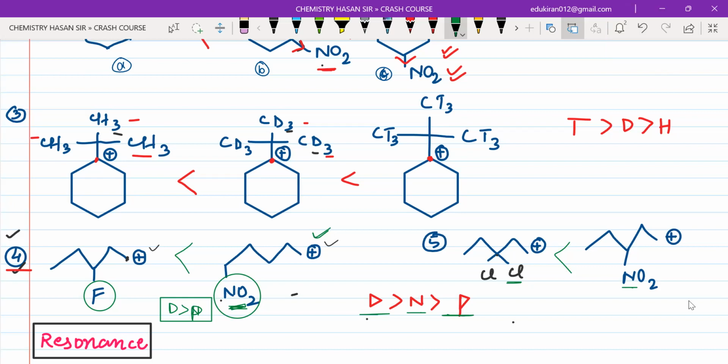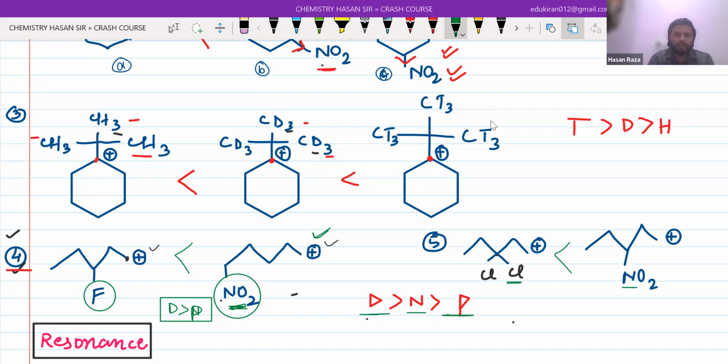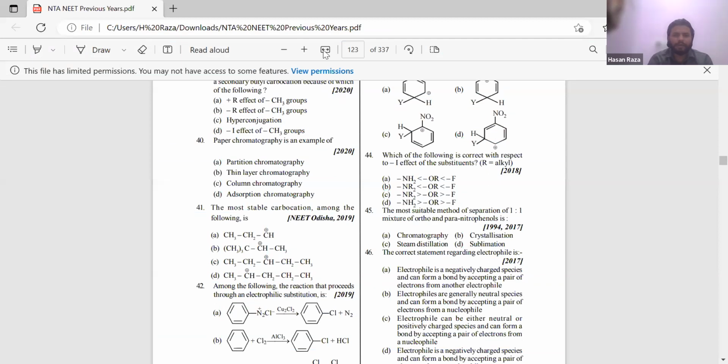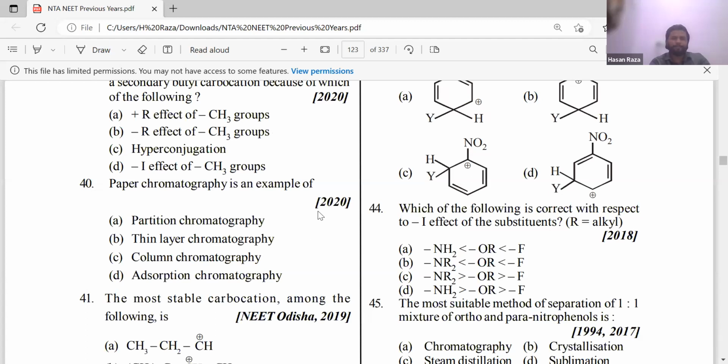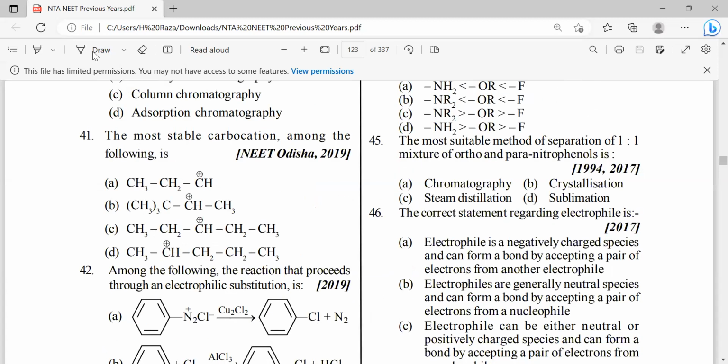Yes, sir. Okay. So I'm gonna share a page of, wait a minute. So it is a question from NEET Odisha. Can you see the screen? A new screen. Can everyone see the new screen? Yes, sir. Okay.